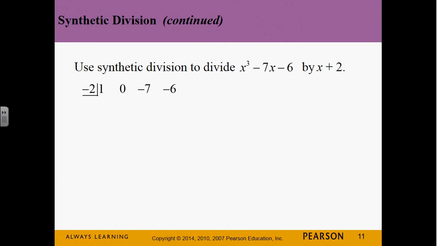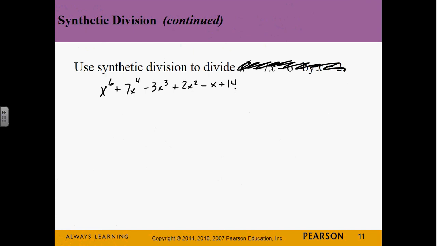And let's do one that I'll just make up off the top of my head, which will almost guarantee us that we'll have a remainder. All right, so let's look at x to the sixth plus 7x to the fourth minus 3x cubed plus 2x squared minus x plus 14. And we're going to divide that by x minus 3. All right, so what's my C? C is 3.